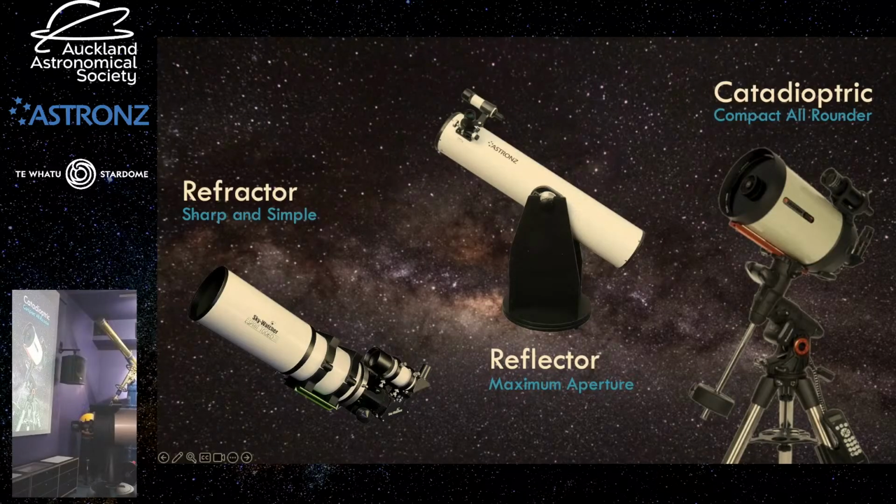We've lost Meade as a manufacturer, so it's kind of Celestron who are the main in the field now. But generally really good coatings on the optics, really good images, easy to collimate. And that's basically the 3 types, the 3 categories that are in there and how we use them.